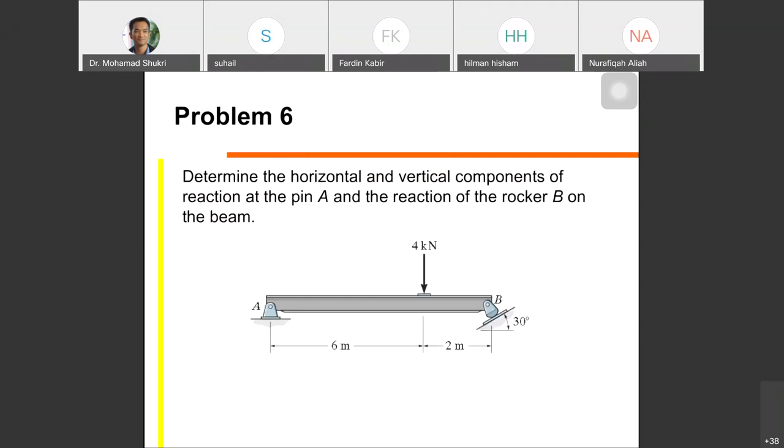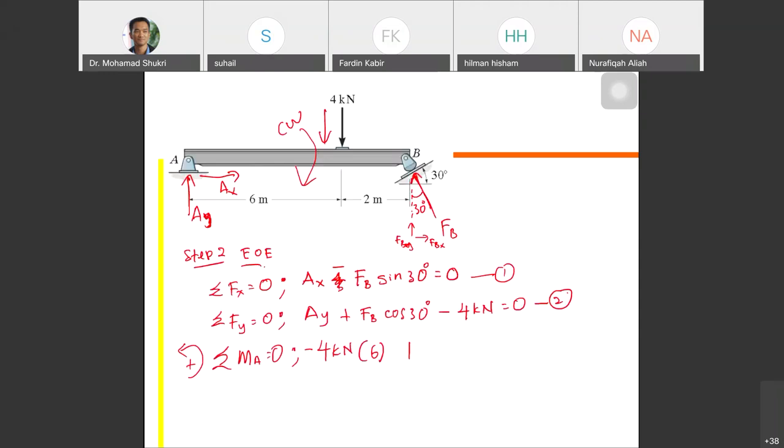And then for the force at point B, you have plus FB cos 30 times 8 is equal to 0. So for FBY, it will turn this way. So this one is counterclockwise, so you have a positive value. Right, so you have 3 equations and you have 3 unknowns. So you can solve this using calculator.